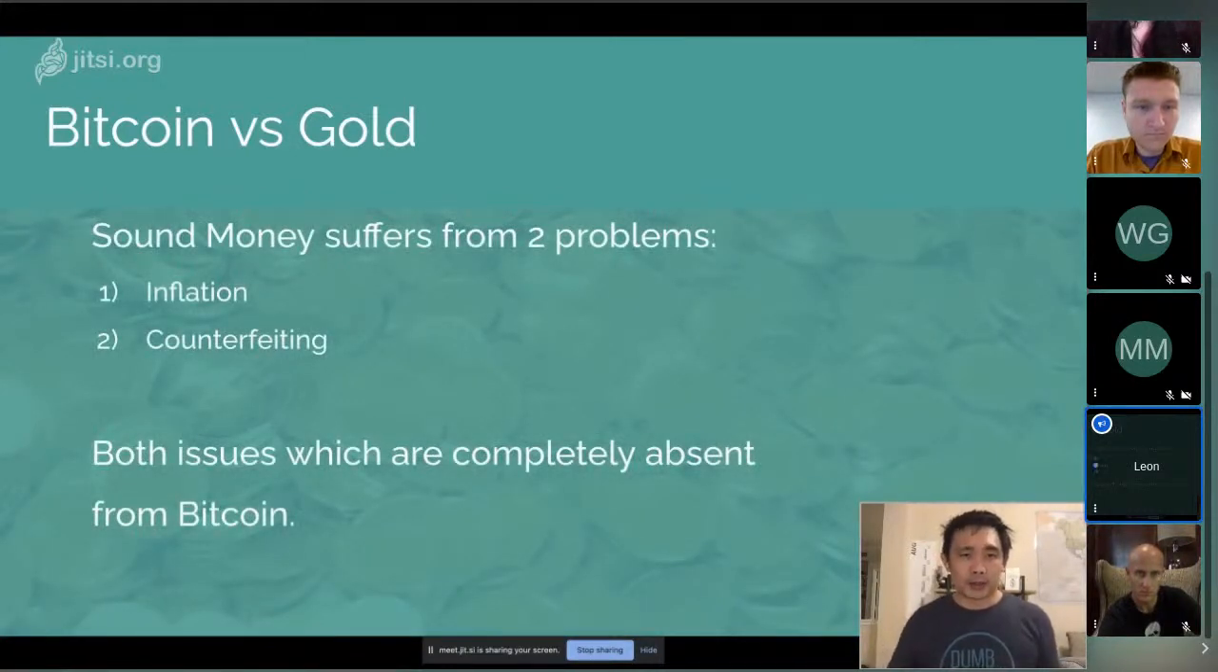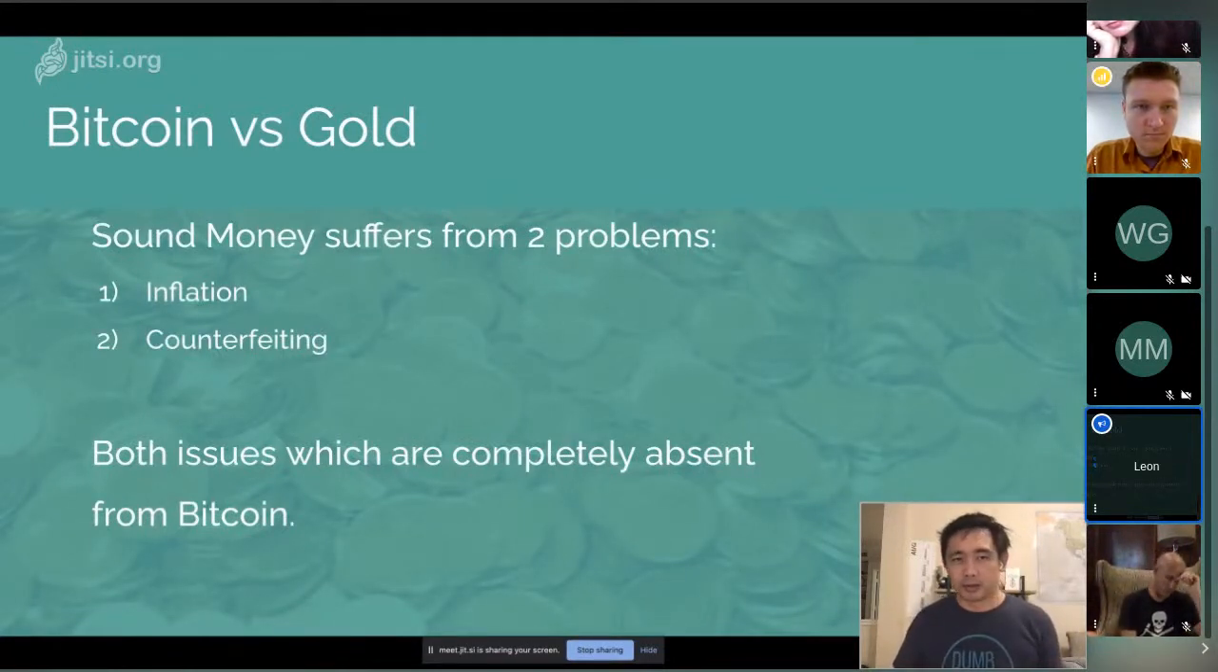So both Bitcoin and gold are sound money because of their retrospective characteristics and properties. But sound money suffers from two problems. One is inflation and the other is counterfeiting. Both issues are completely absent from Bitcoin. You can't counterfeit Bitcoin, and you can't go more than 21 million Bitcoins.